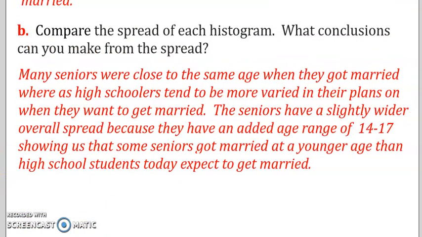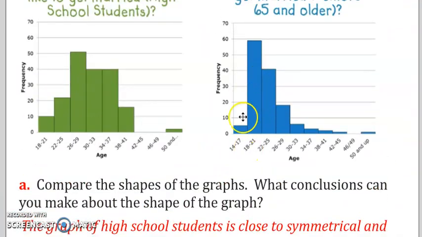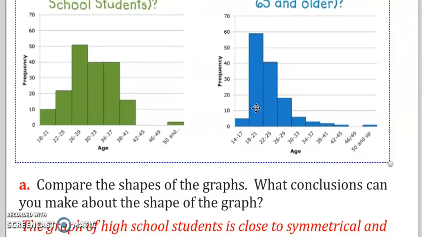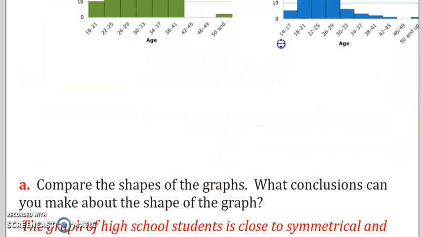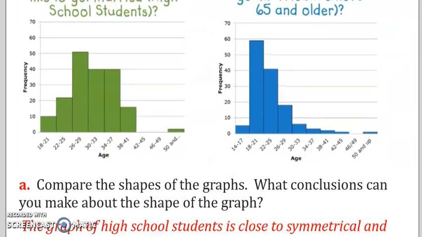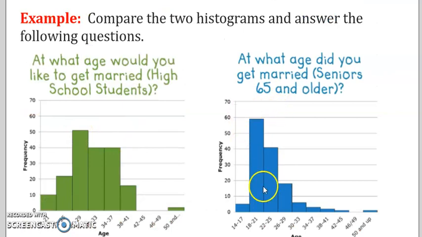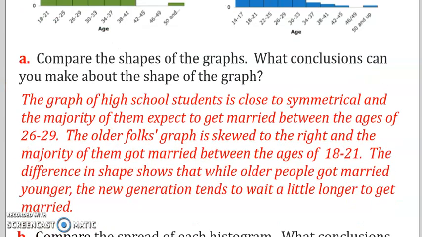Well, here, it says many of the seniors, again, older folks, were close to the same age when they got married. So if I look up here, I can't figure out how to get that to stay put. Right here is where most of the responses happened. So it's pretty condensed, whereas the high school students was pretty all over the place.